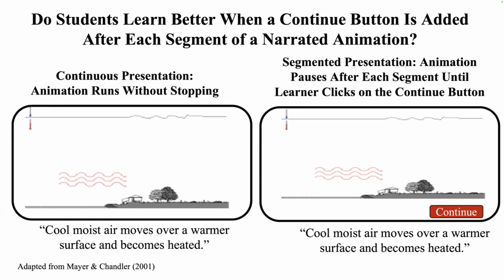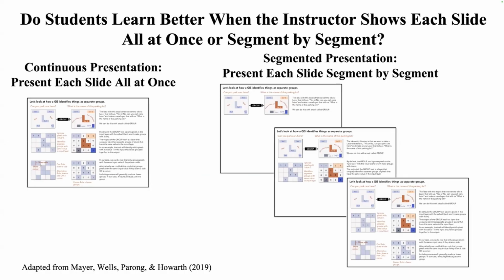On the left, we have a version of the lightning lesson that runs continuously for 2.5 minutes. On the right, it stops after each little segment of about 10 seconds, and you press the continue button to go on. Just allowing people to control the pace of the presentation improves learning.